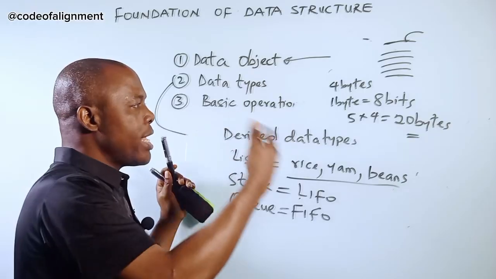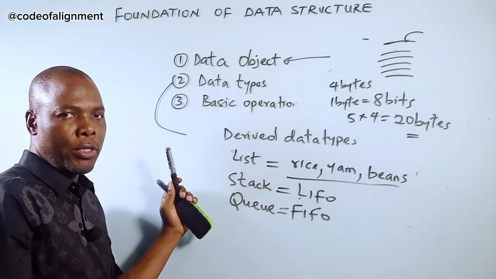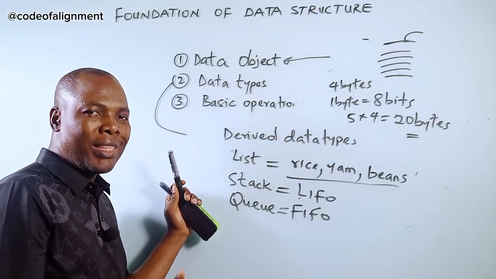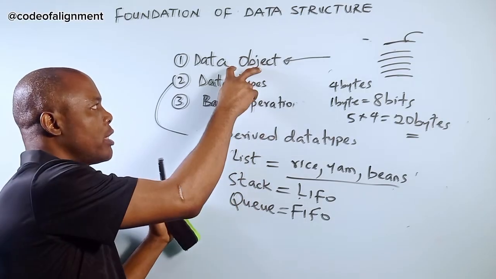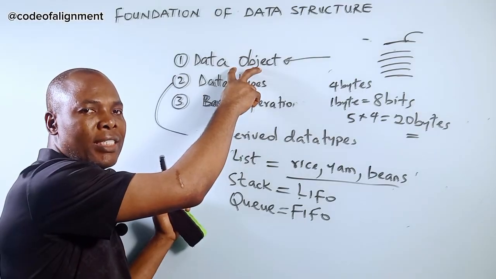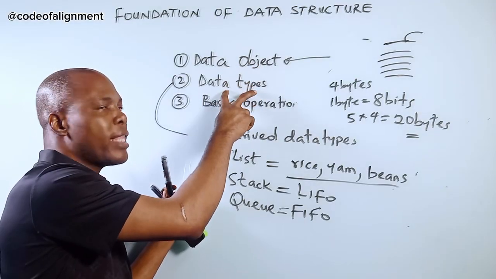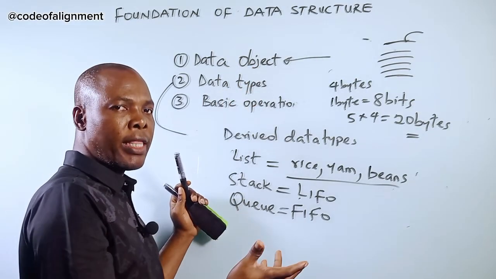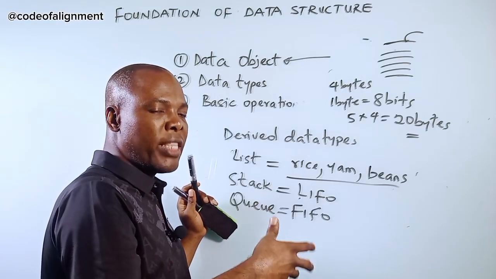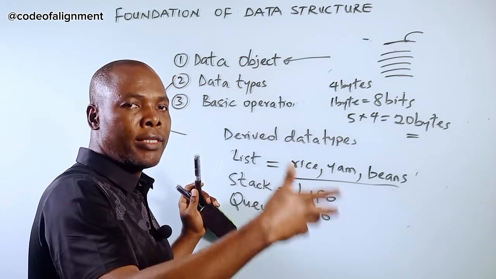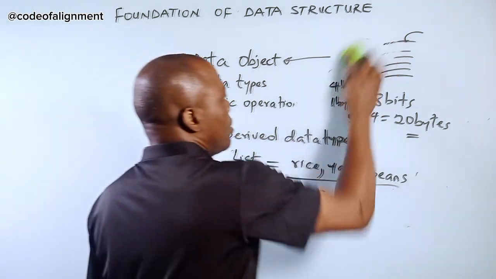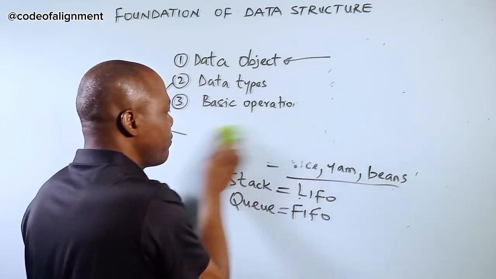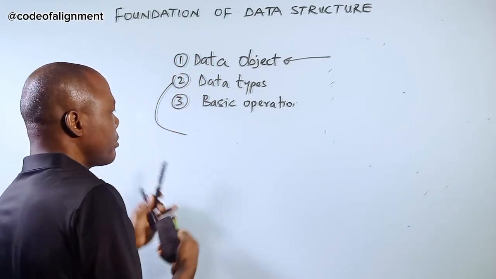So the next thing we will look at now is what? The basic operations. What are the things, operations that can be performed on data? So this one tells you the data object, which means entity that contains data. This data type tells you the nature of the data, and that helps to determine the memory size that should be allocated to each data. Now, the basic operations that can be performed on this data.